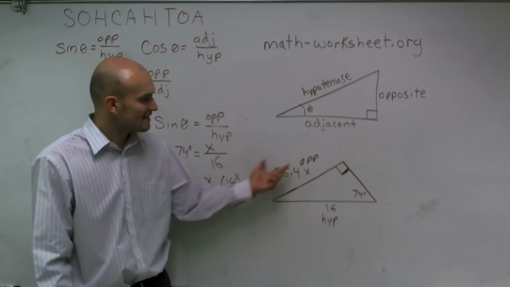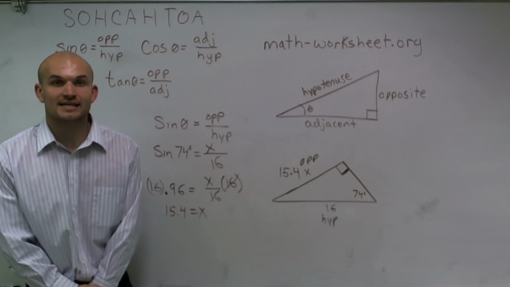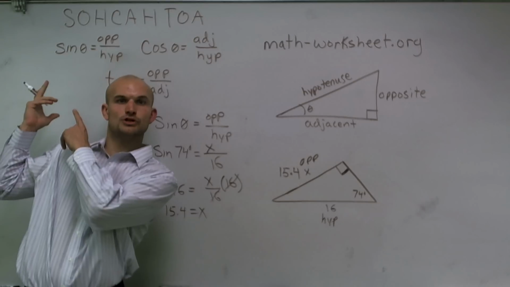So ladies and gentlemen, that's how you solve a missing length of a right triangle by using your trig functions.